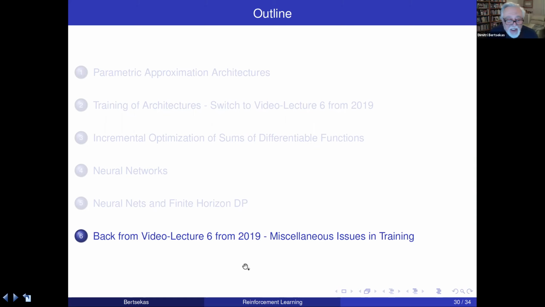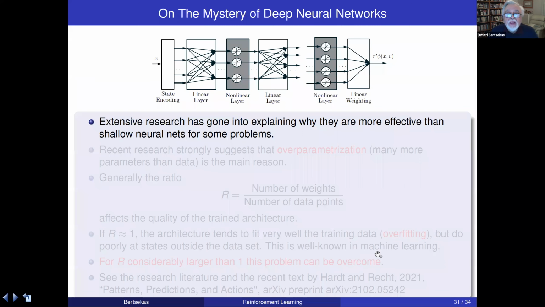So, this is a little complicated lecture. And now let me get into various issues that are very important in training, but are also overlooked in practice, with results that are very unpleasant. Okay, well, first, before I go into these training issues, let me say a few things about deep neural networks and the mystery around them.